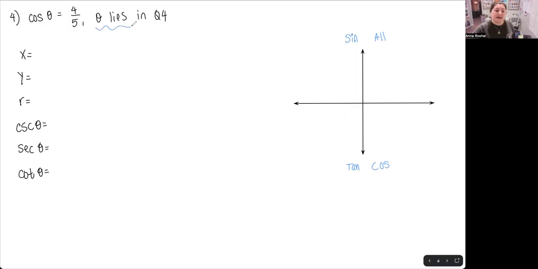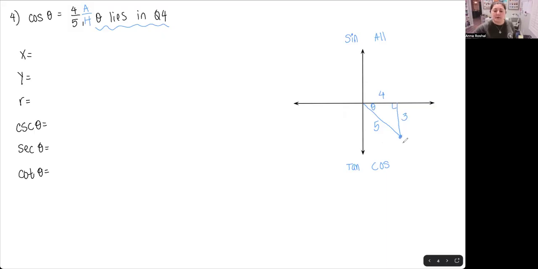So since my theta lies in quadrant 4 and cosine is adjacent over hypotenuse, I'm going to go in here and create my right triangle with my theta. And I know that 4 is here and 5 is here. I also know that this is another special right triangle, 3, 4, 5. It's a Pythagorean triple.